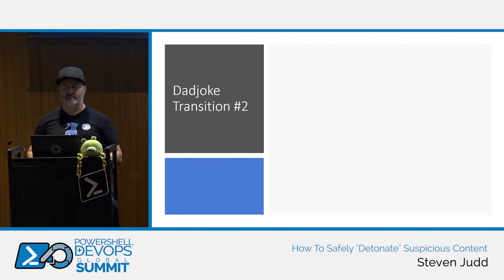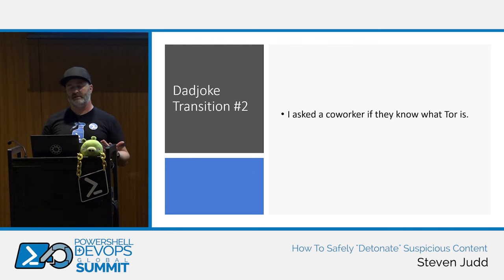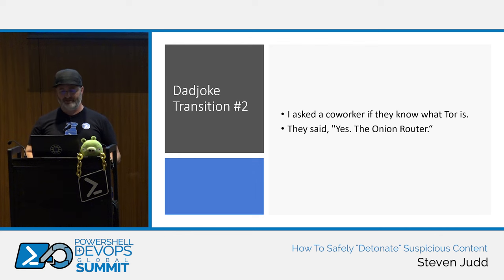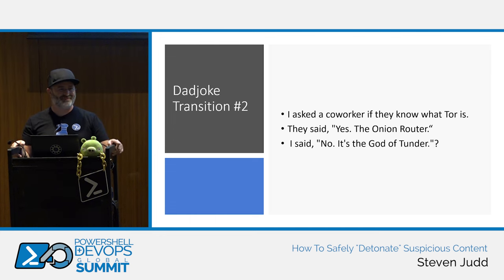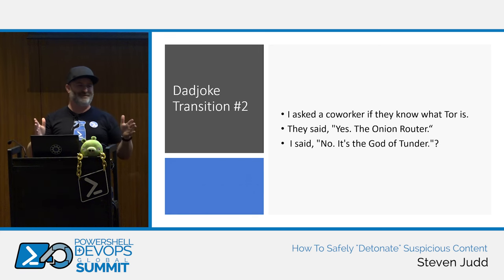All right, dad joke transition number two, because you know we're gonna go talk about something else. I asked a coworker if they know what Tor is. Because you know, I used to work in digital security. Hey, do you know what Tor is? They said, yeah, it's the onion router. I said, no, it's the god of thunder. Complete with animation. I mean, you were getting your money's worth. Yeah, I needed that.